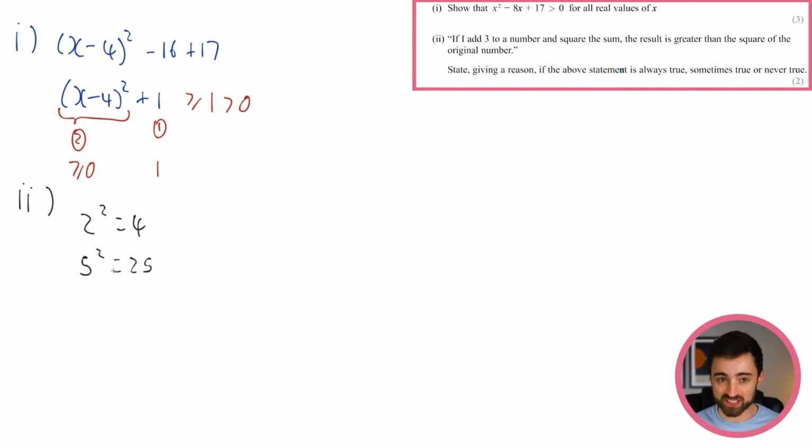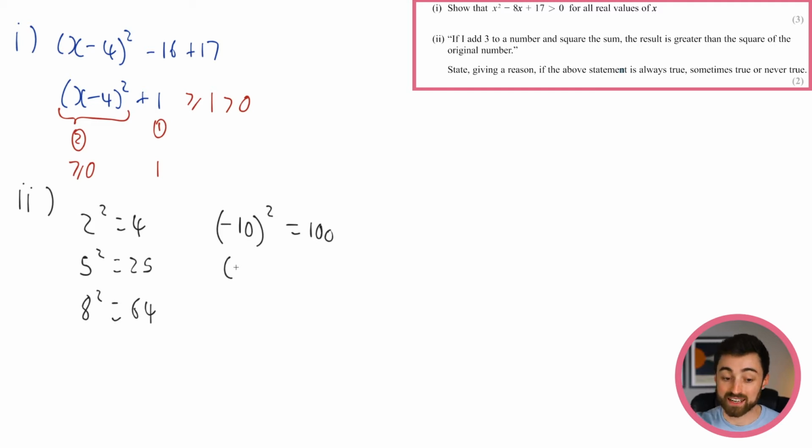And this generally works. Take 5 squared, and now add 3 to it, take 8 squared. 64, yeah, sweet. Generally makes sense. But what happens with negative numbers? Have a think about this. Imagine I had minus 10. What is minus 10 squared? Here's the thing with negative numbers: the squares of them are still positive, because this is minus 10 times minus 10, it's 100. If I then add 3 to minus 10, I get minus 7. Square that and I get 49.